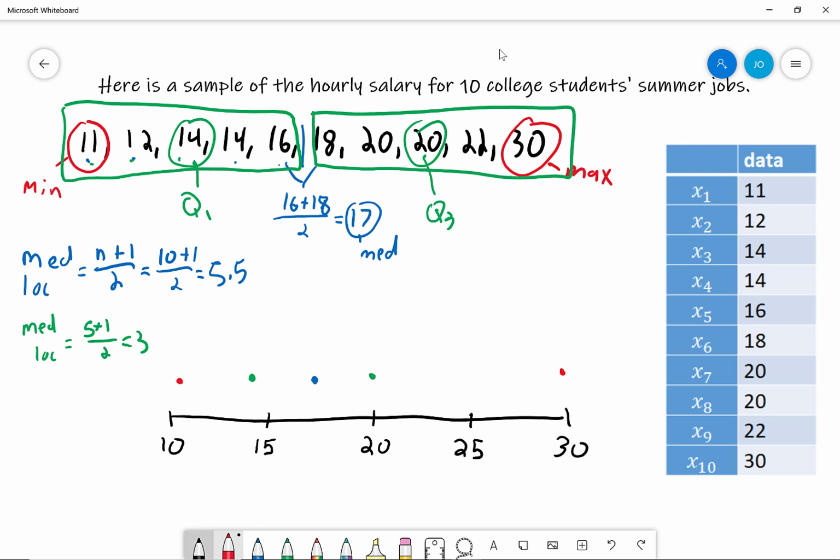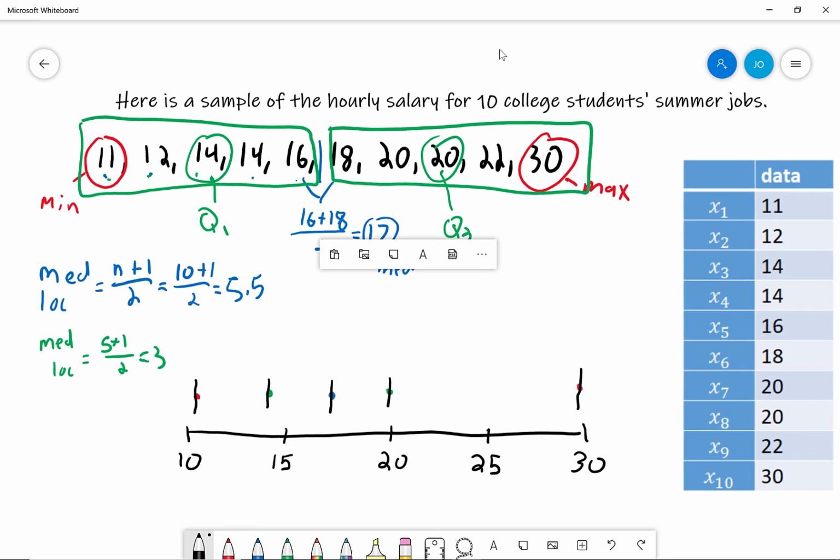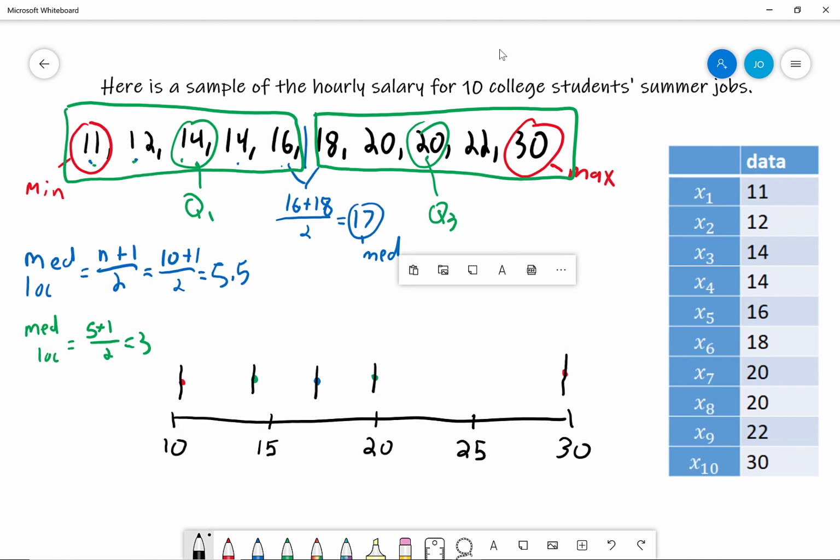Now what we'll do is make little dashes through each one of these numbers, and we're going to connect the middle 3 dashes at the ends. And the outer dashes we're going to connect in the middle. So this is what our 5-number summary looks like, and how we can use it to construct a box plot.